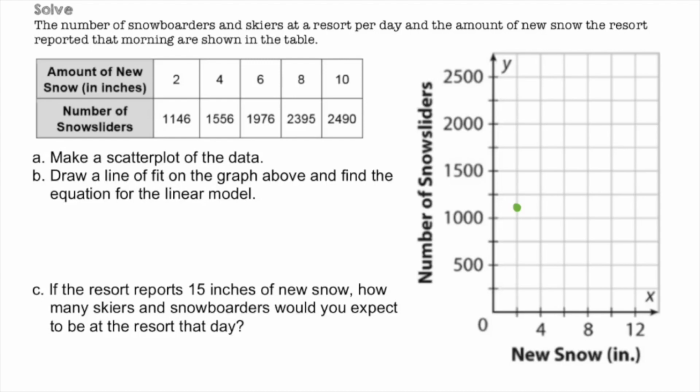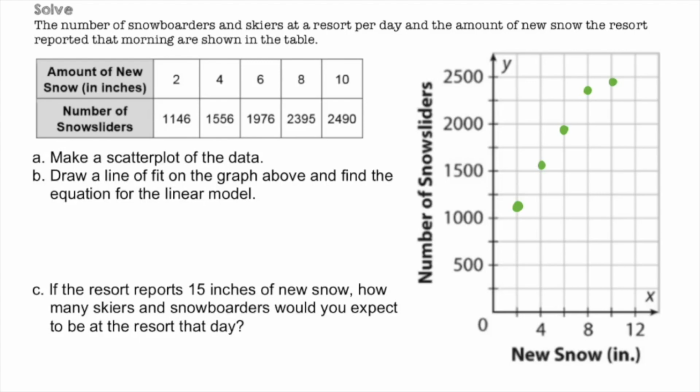So it says make a scatter plot with the data. So that's just ordered pairs. That's kind of a review from the beginning of the year. So we just go ahead and plot those all the way up: 2, 1146; 4, 1556; 6, 1976; 8, 2395; and 10, 2490. So now that you have your points plotted, that's A.